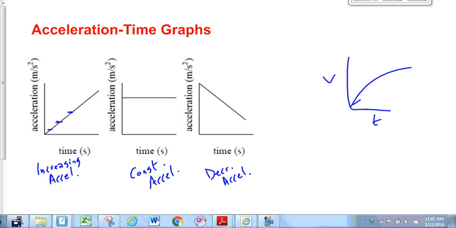Look, that's all we got to know. For acceleration time graphs, that's all we got to be able to do. This will not be on your quiz tomorrow. And because it's such a small thing, we're not going to have a quiz on it.